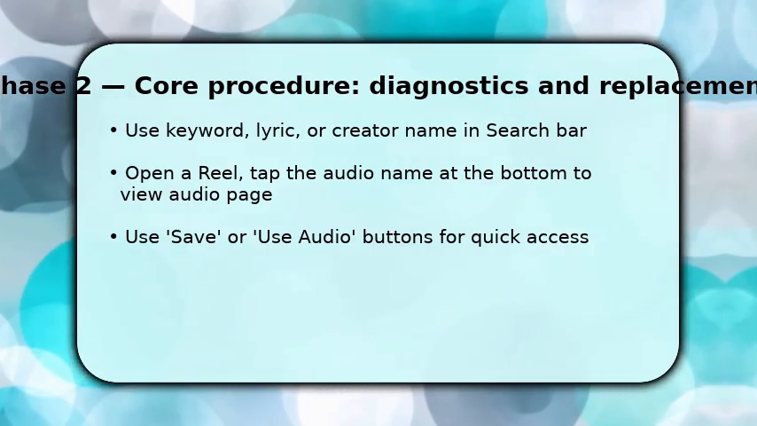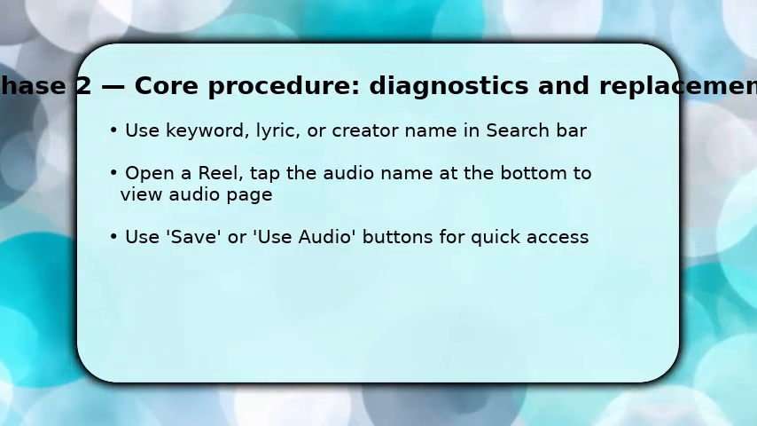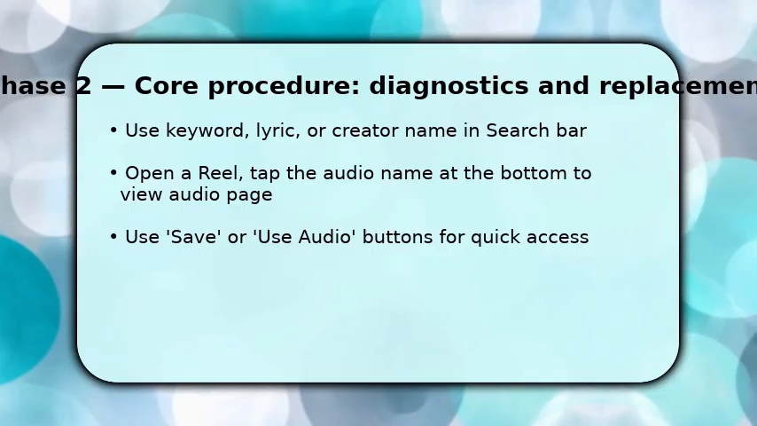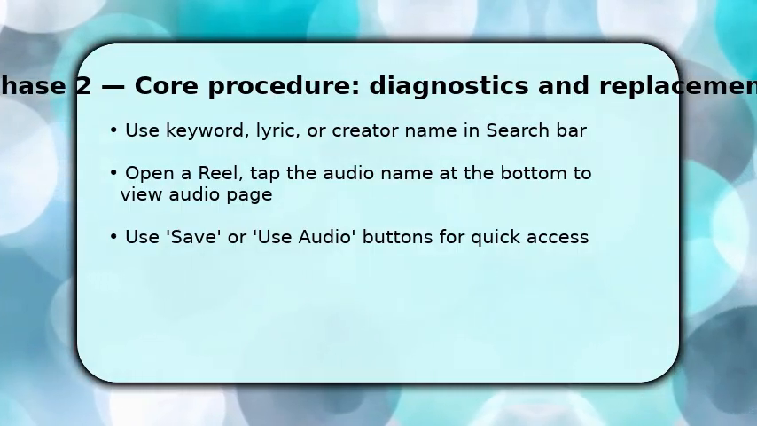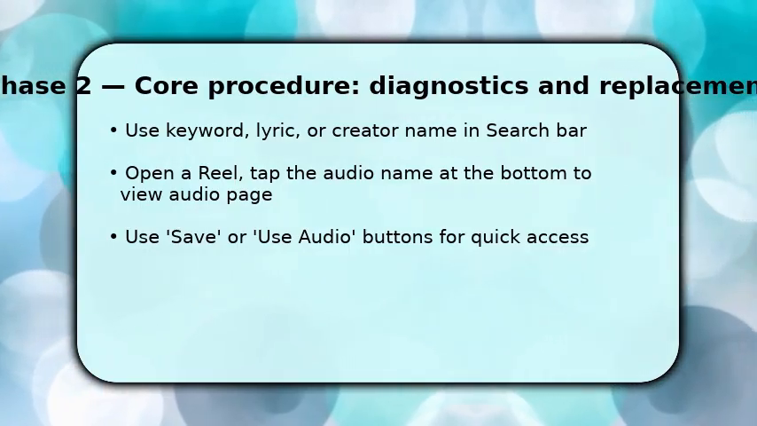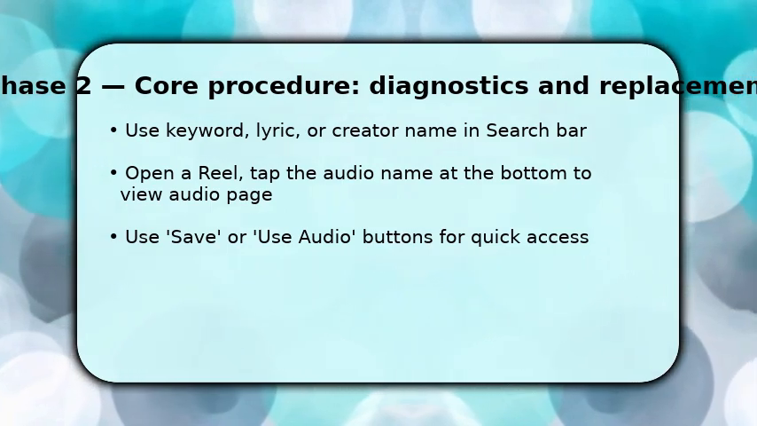Tap a reel that uses the sound, and then tap the audio label near the bottom. This opens the audio page, which aggregates all reels using that clip. From there, press Save to add it to saved audio, or select Use Audio to start recording with the same sound. This central audio page is how Instagram organizes clips, so use it to verify the original source and variation.